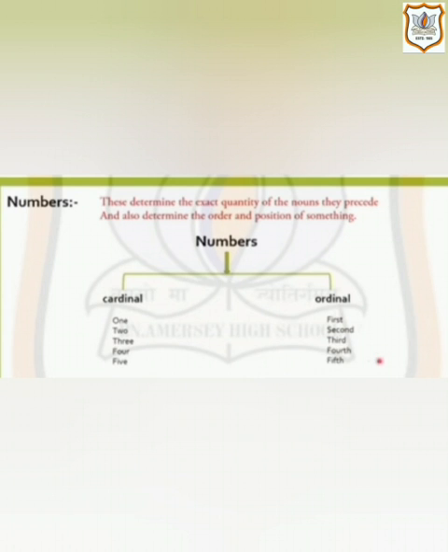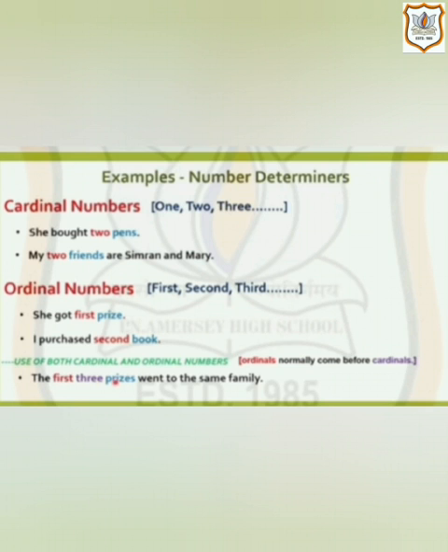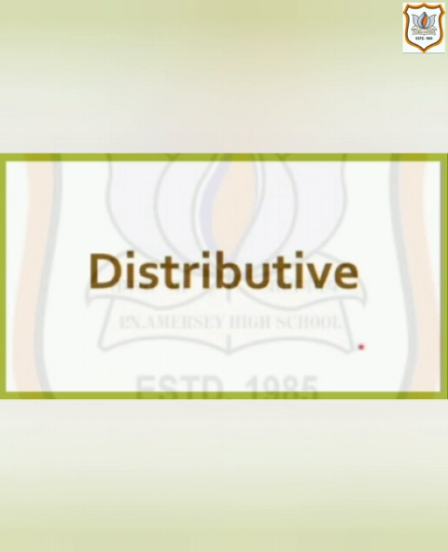Numbers are divided into two parts, cardinal and ordinal. Cardinal determiners are 1, 2, 3, 4, 5, 6 and so on. Ordinals, we have to arrange them in order, means first, second, third, fourth, fifth, sixth, seventh and so on. Children, we can have a few more examples. Cardinal numbers are 1, 2, 3. She bought 2 pens. My 2 friends are Simran and Mary. For ordinal numbers, we can say she got first prize. I purchased the second book.